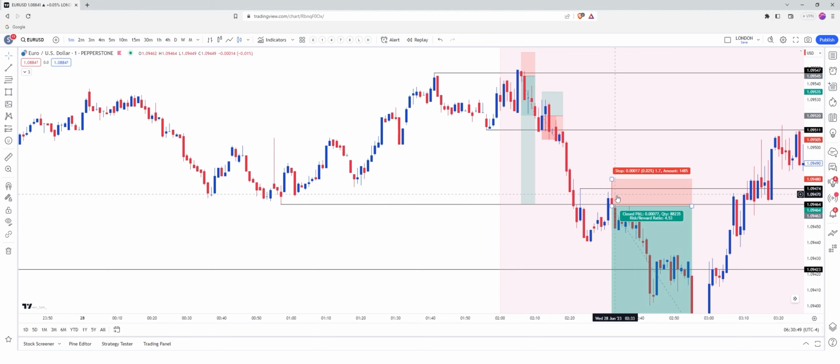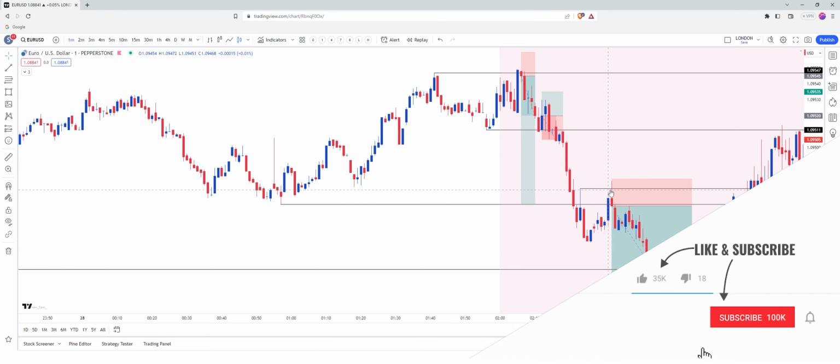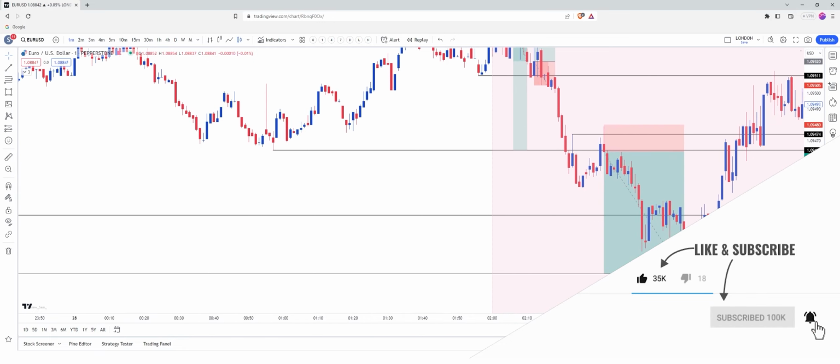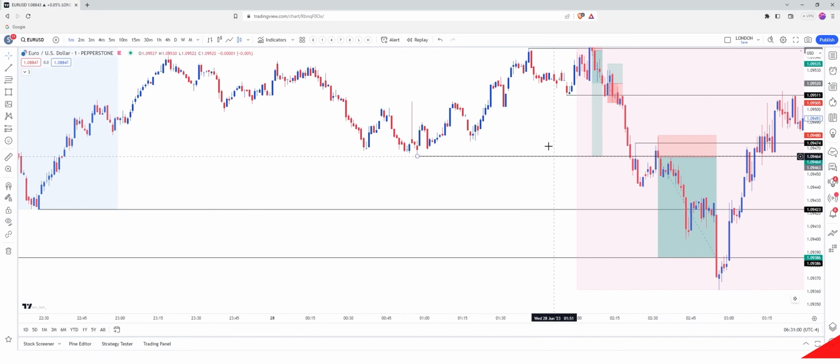Liquidity was taken, immediately closed back inside the range, so we were unable to displace, a failure to displace above the swing high to trigger a short position, taking us down lower.